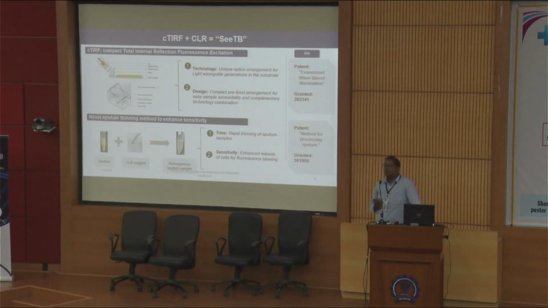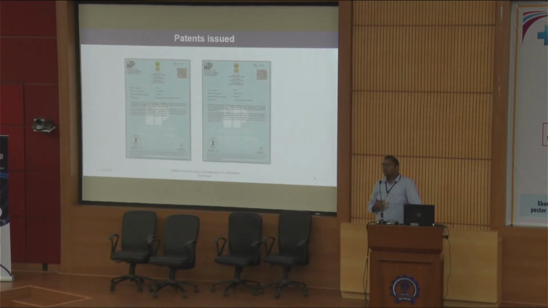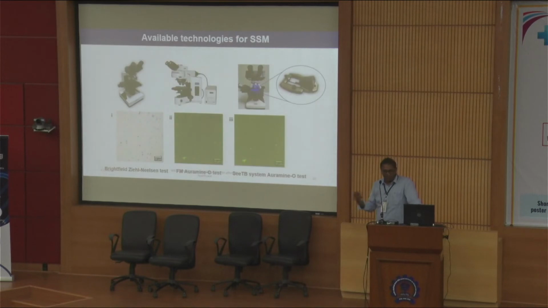One is a compact total internal reflection excitation system. Another is a sputum thinning reagent, which we call CLR. We combined these two and coined our product, called CTB, so that you can visualize TB effectively. And we applied for patents. This is very important: whatever technologies you build, file a patent before you publish. And surprisingly, in the last couple of years, they have been granted also. Our patent system is working very fast these days.